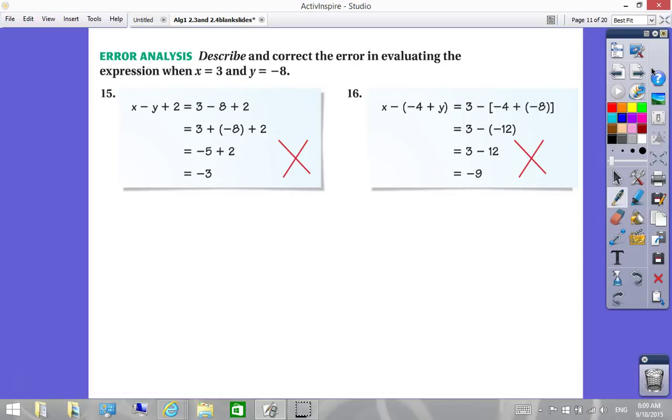What about in number 16? Spot the error. Okay, so look on this line here. 3 minus -12, and the next line says 3 minus 12. What should it have said? 3 plus 12.